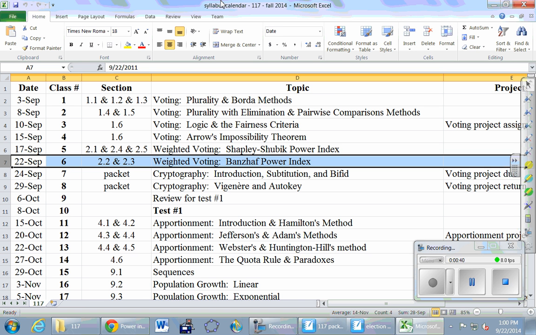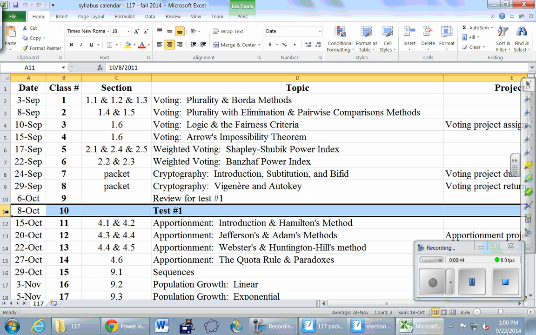Over the next two classes, we'll talk about cryptography, and then it will be here before you know it. But test number 1 is October the 8th, okay? October 8th. It is coming soon.